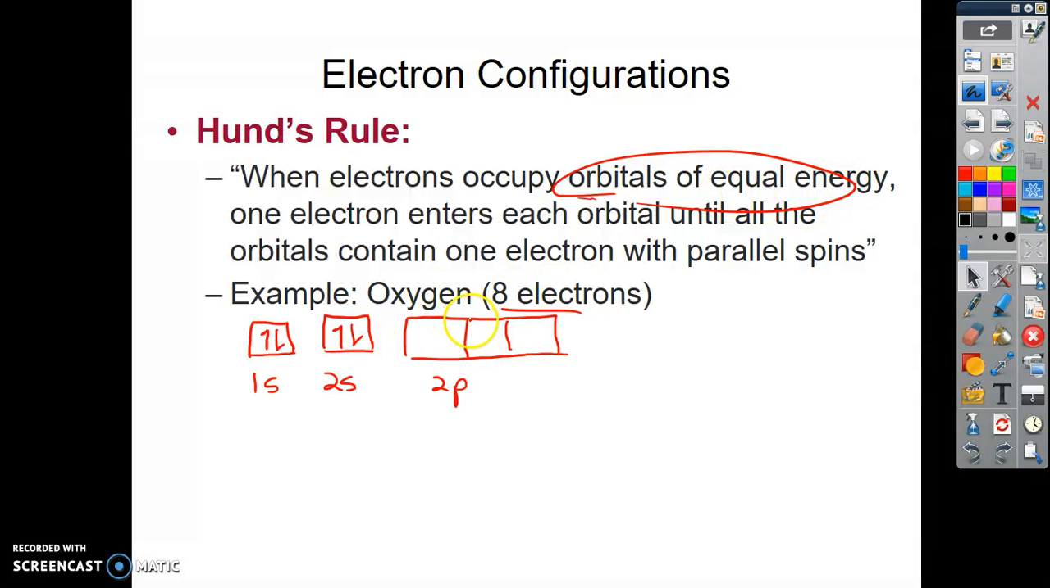And orbitals of equal energy are going to have 1 electron entering each orbital until they all have 1, with parallel spins. So what this means is that electron 5 would go here, electron 6 would go here in the same direction, electron 7 would go here, and then electron 8 would go here. Okay? So this is just an introduction into electron configuration and orbital diagrams. Hope this helps. Until next time.